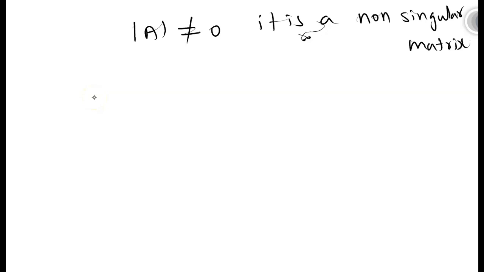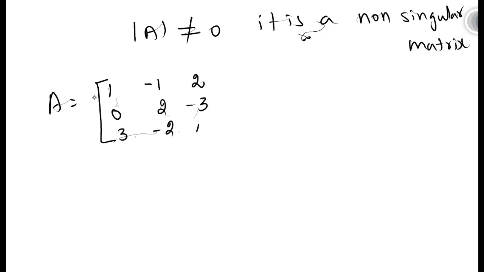Find the inverse of the matrix given, A is equal to 1, minus 1, 2, 0, 2, minus 3, 3, minus 2, 4. Now, first of all, let us see if the inverse exists. For the inverse to exist, the determinant value of A should not be equal to 0.